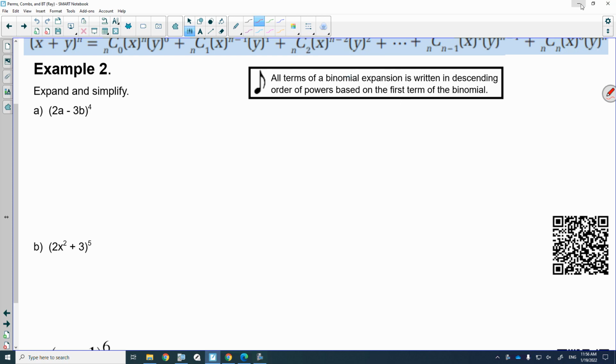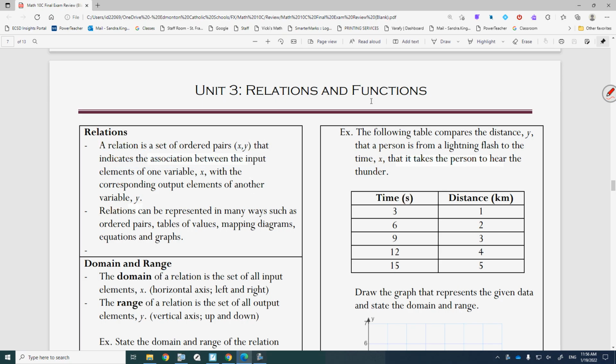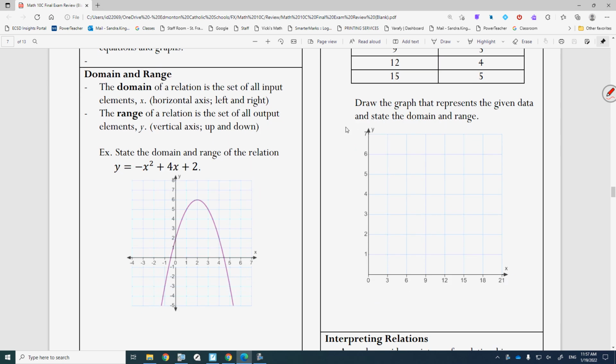So we're going to finish up the review for the final exam looking at relations and functions. What do you need to know? What's important from relations and functions? First thing that I want you to star: domain and range. We did a few worksheets on domain and range. You need to grab those worksheets and look at a few examples. Not only is it going to be on your exam, remember it's a huge topic in 20-1 and 30-1.